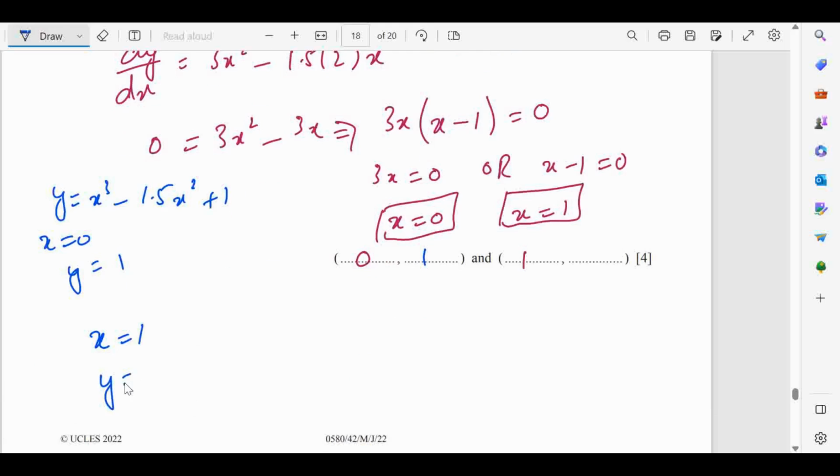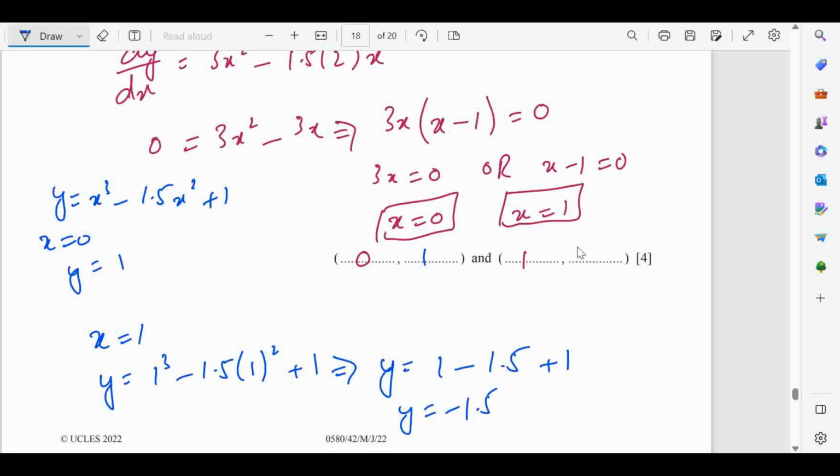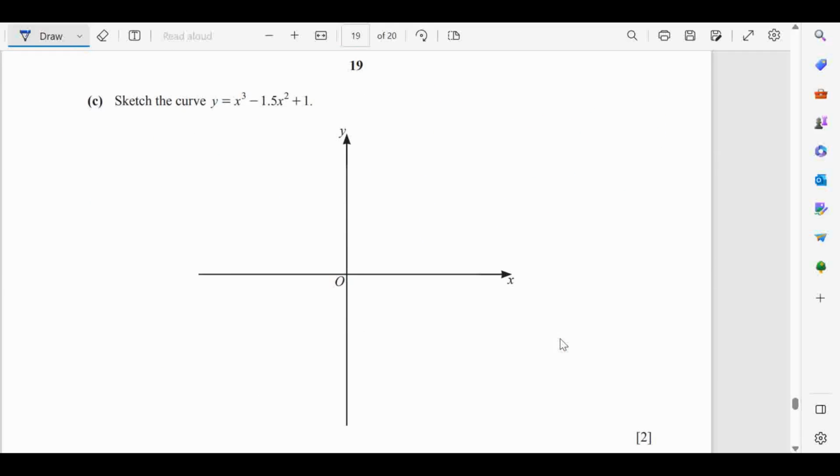let's find out the value of y. 1 cubed minus 1.5 into 1 squared plus 1. So y will be equal to 1 minus 1.5 plus 1. So this will be equal to minus 1.5. So 0 and 1, and 1 and 1.5 will be the final answer. Let's move to the next question.